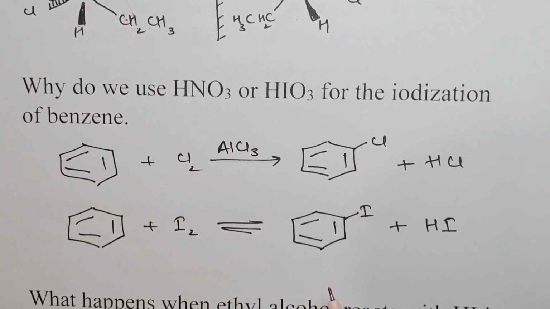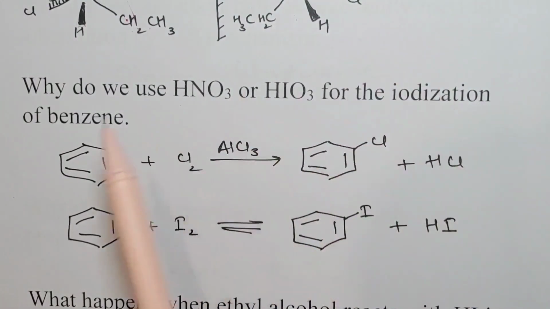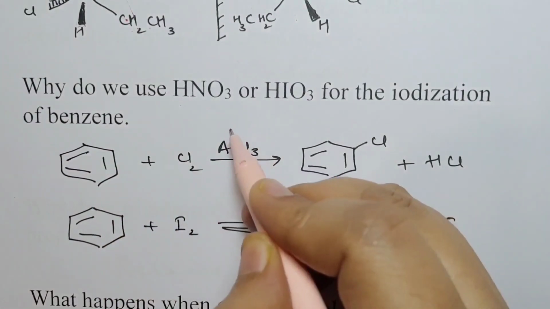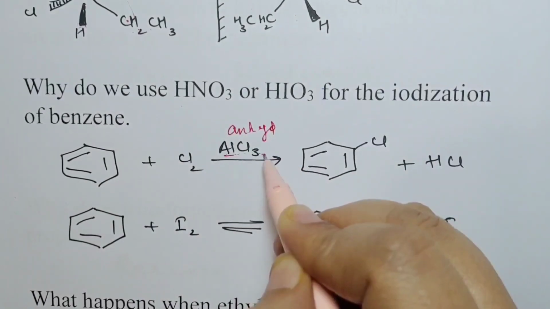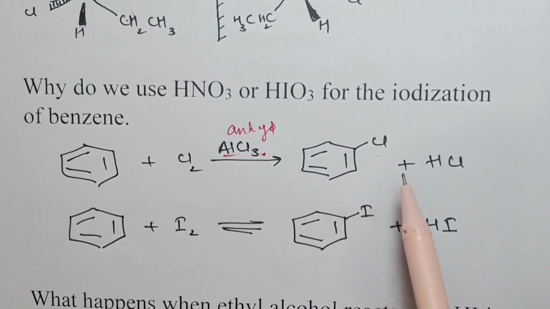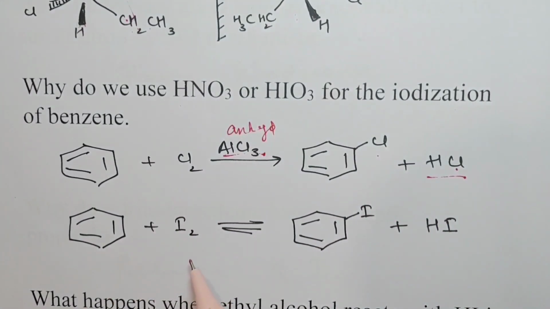Moving on, why do we use nitric acid or HIO3 for iodination of benzene? Now, if we have to do chlorination of benzene, what do we do? We take benzene and then chlorine and then anhydrous AlCl3, right? Friedel-Crafts chlorination. Now what happens is chlorine gets attached, right? And HCl is formed. Now, when we talk about iodination of benzene, this is not possible.